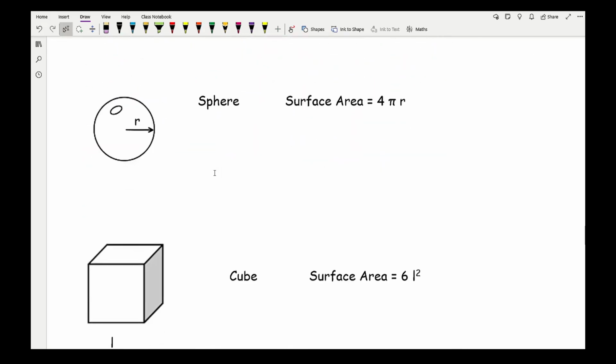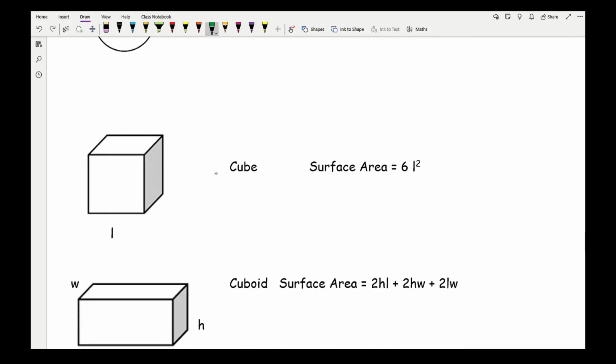Looking at a sphere, the surface area of a sphere is going to be 4 pi r squared, where obviously you've got the radius. For a cube, the nice thing is that all the lengths are the same. So if I work out the area of that green section, that's just going to be L times L, so that's L squared. And because I've got 6 of the same face, it's going to be 6L squared.